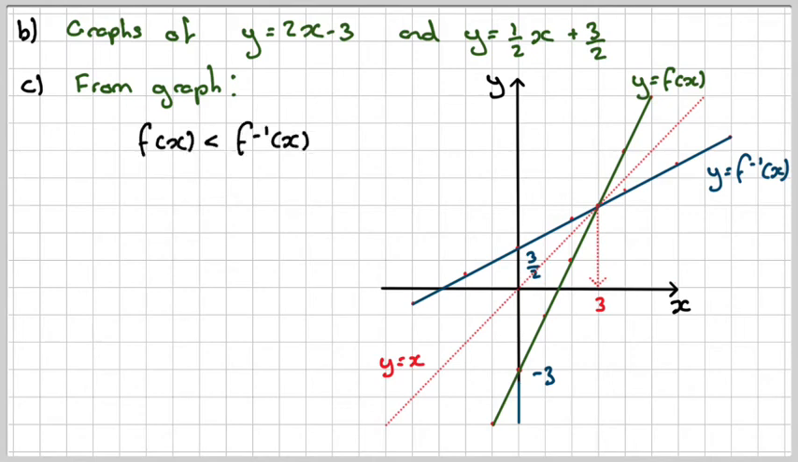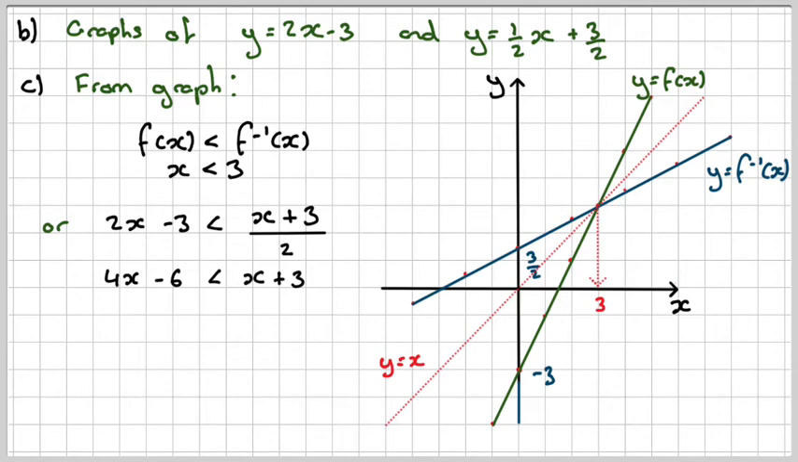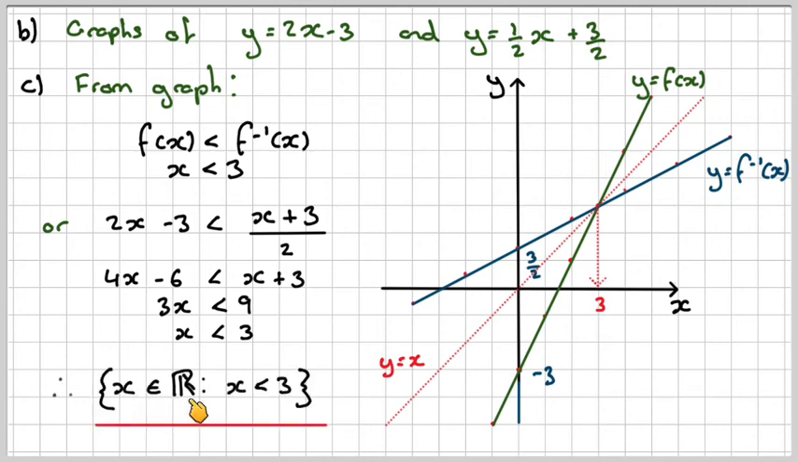If the question showed detailed reasoning, one way you could do it is you could say that 2x minus 3 is less than x plus 3 over 2. Take the 2 up here, you're going to get 4x minus 6 is less than x plus 3. You're going to collect the x's up, you get 3x, and then you get 9, and then you get x is less than 3. Or you could find where 2x minus 3 is equal to x, and then say where it's going to be less than that. That's another way of doing it. A solution set will be x belonging to the real numbers such that x is less than 3.